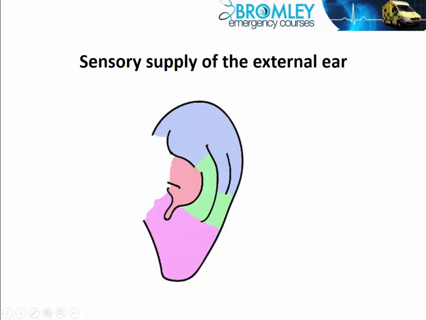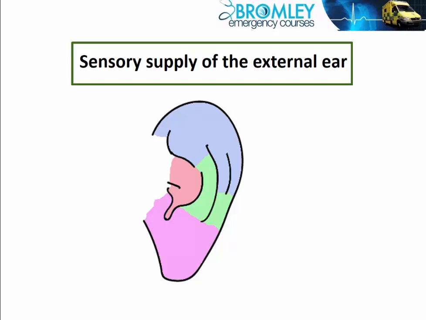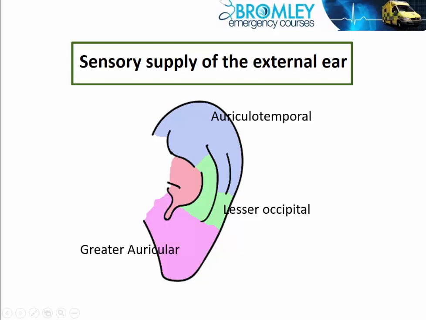When we look at the actual sensory supply of the external ear, unfortunately it's quite a complicated subject, and there are 4 different nerves that can provide sensation to the ear. First of all, the auriculotemporal, so that's part of the mandibular branch of the trigeminal. Then the lesser occipital, so that's from the spinal posterior rami. Then we've got the greater auricular, which is from the ventral rami.